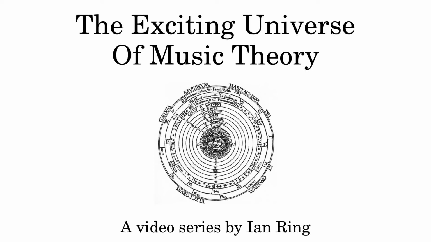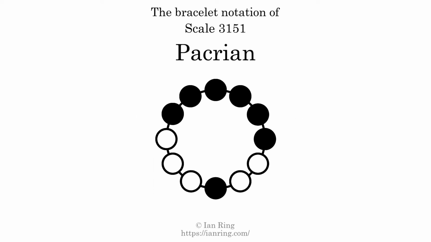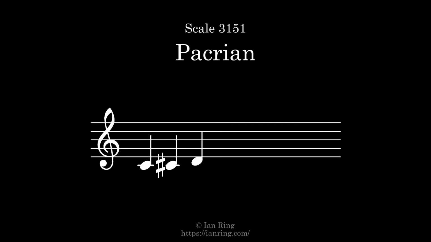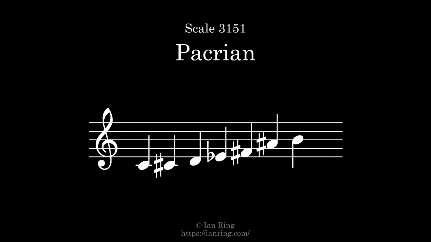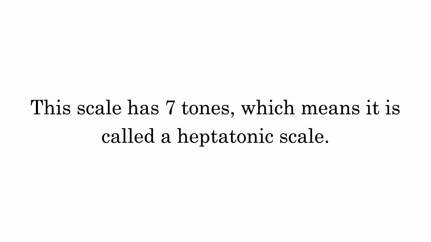Welcome to the exciting universe of music theory. Are you ready to learn? Then let's begin. Today we will talk about Scale 3151, Pacrian, which sounds like this. This scale has 7 tones, which means it is called a heptatonic scale.